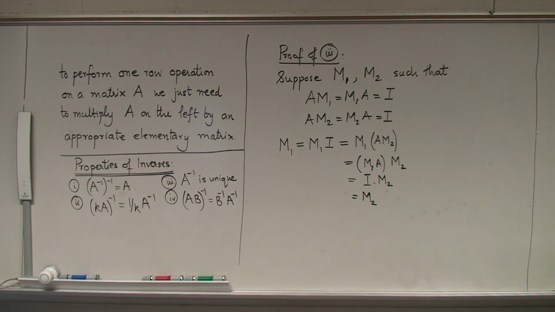So that means M1 is the same as M2. So if there were two matrices which were acting as inverses, they are actually the same matrix. So the inverse is unique.